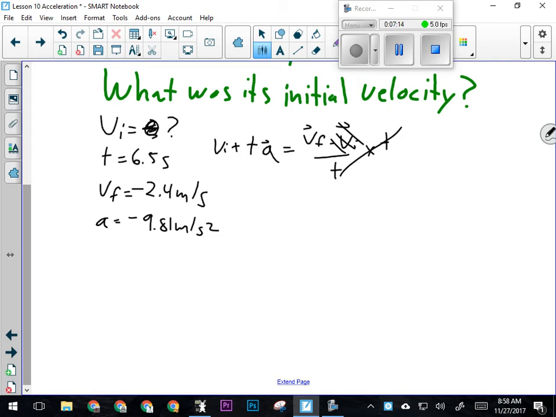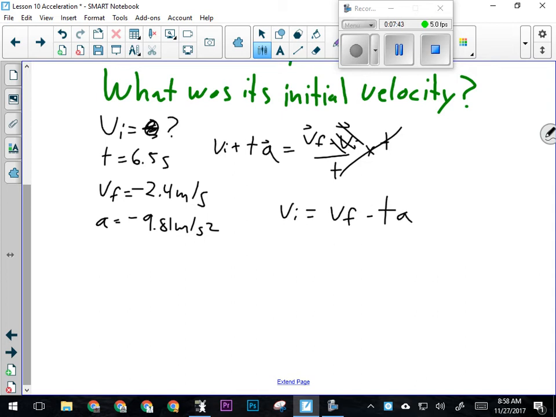Right now we have VI plus T times A equals VF. Now, if I was doing order of operations in math, I would multiply T times A before I added it to VI, agreed? So is T times A really just one number? Yes. So can I move it over to this side together? By doing what? By subtracting it, right? Doing the opposite. I'm adding it here, so I'm going to subtract it. That's going to mean VI equals VF minus T times A.